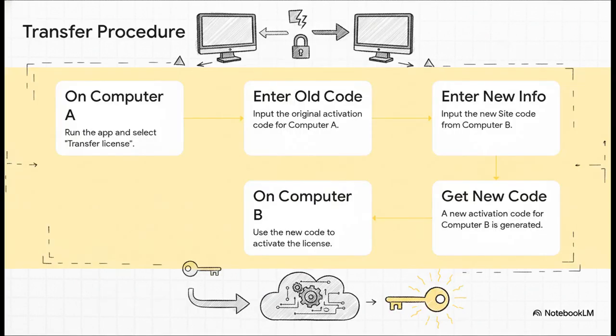Here's how it works. It all starts on the old machine, computer A. The user kicks off the transfer process and they're prompted to enter the site code from their new machine, computer B. The system then does its magic, generating a brand new activation code that will only work on computer B. At the same time, it deactivates the license on the old machine.